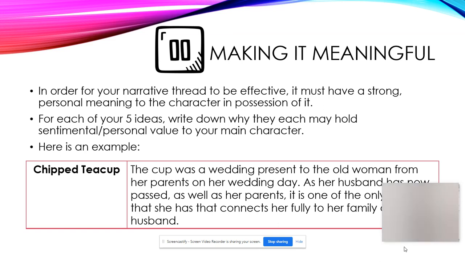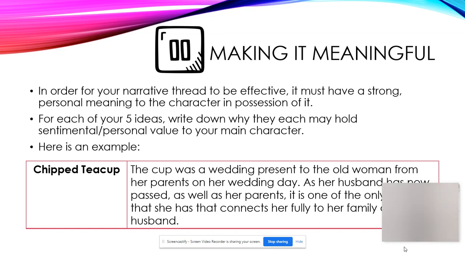So for example, I've come up with the idea of maybe the old woman in the house, she could have a chipped teacup. And that's what I would keep returning to. So my idea for the story would be something like the cup was a wedding present that the old woman was given from her parents on her wedding day. But sadly now her husband's passed away and so have her parents, because she's obviously a little bit older. And this is now the only thing that she's got in her possession that connects her with both her husband and her family as well.